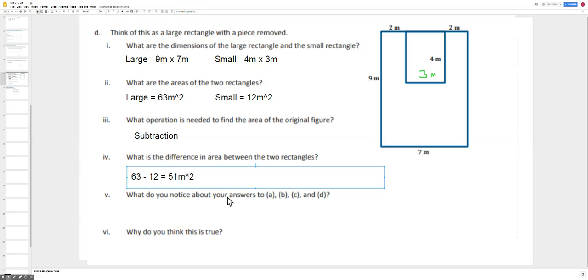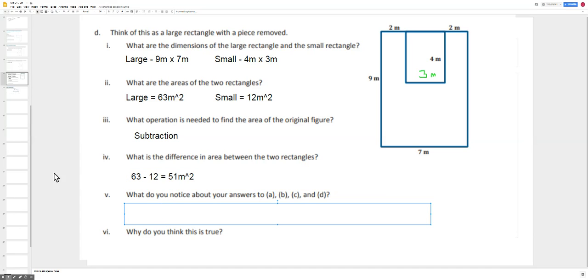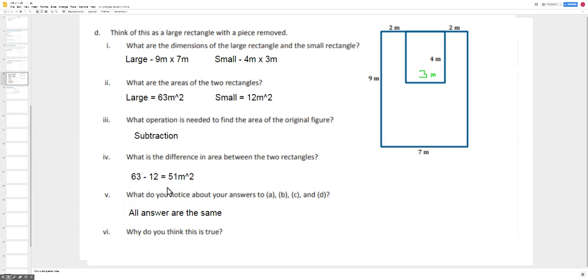What do you notice about the answers to A and B? We didn't do C and D. Hopefully you notice that they're all the same, because they're all 51 meters squared. The question I want you to answer is, why do you think this is true? Why do you think that all the answers are exactly the same? If we did part C, it would also be 51, but all of these are the same.